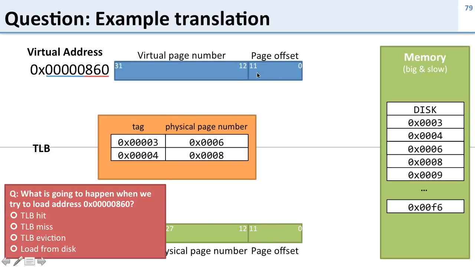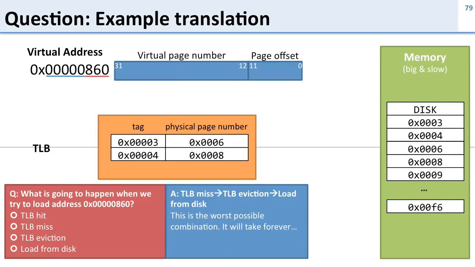Here's another one. So what's going to happen when I do this? So here's an address 0000860. What's going to happen when we do this translation? Well, in this case, we're going to have a TLB miss, because if you look up here, we don't have virtual page number 0 in our TLB, and then we're going to have to evict one of these things. And then when we go to load it, look over here, our first page in our page table says the data's on disk. So we're going to have to go to disk.